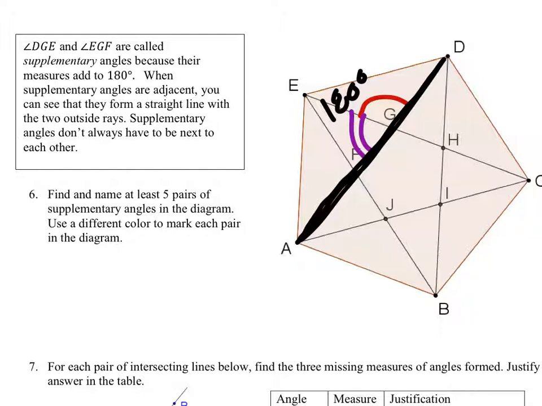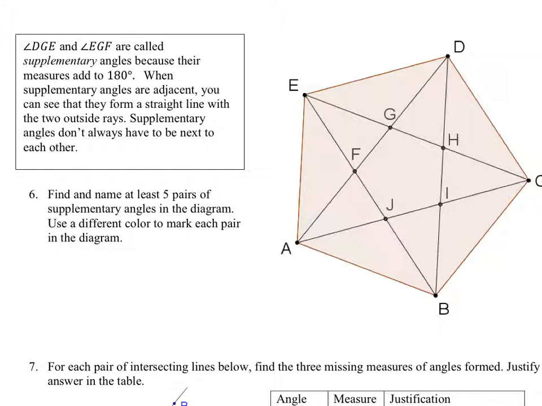Supplementary angles don't always have to be next to each other like this. Sometimes we'll draw them separately. Like we'll draw an angle right here, and then we'll draw another angle right here. And we could say that those two would be supplementary, okay? And then we'll give you the measures. You guys got to find the missing ones. Keep that in mind because we'll see that on the homework. Find and name at least 5 pairs of supplementary angles in the diagram. Use a different color to mark each pair in the diagram.